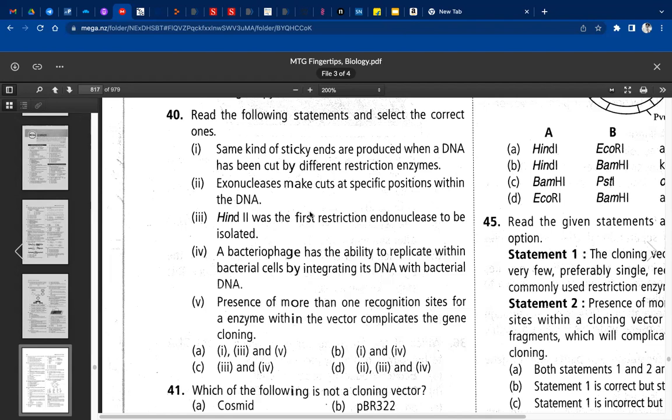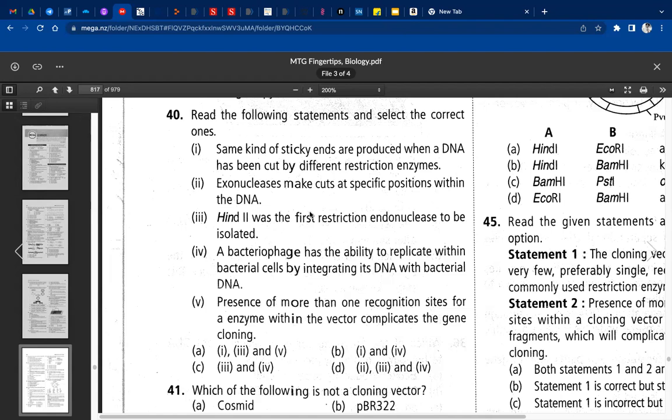Now, but I would like to listen from you people. C, which means 3 and 4. So statement 3, which is Hind II was the first restriction endonuclease to be isolated, yes. And isolated means isolated from the bacteria and used. And option 4, a bacteriophage has the ability to replicate within bacterial cells by integrating its DNA with bacterial DNA. That's correct. Okay. Why are 1, 2, and 5 wrong? That's what I'm interested in.